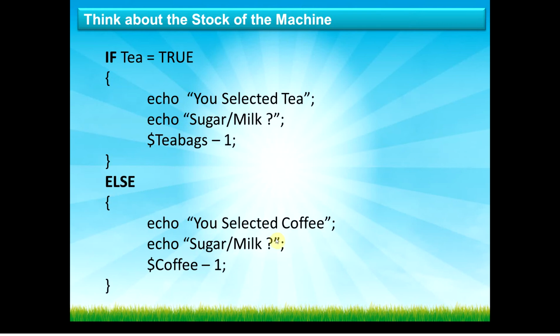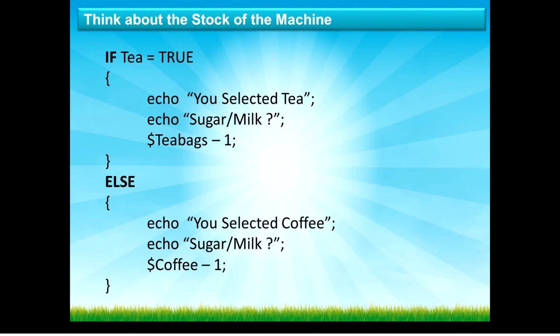Obviously there are only 2 possible outcomes, tea or coffee. So if tea isn't true, it's obvious that coffee is true. So it's going to do this one, isn't it? So if tea is true, do this. If tea is false, do this. Obviously, if tea is false, coffee's got to be true. This tea machine only does tea and coffee. This example wouldn't work for a machine that does tea, coffee, and hot chocolate, obviously. I hope that helps.